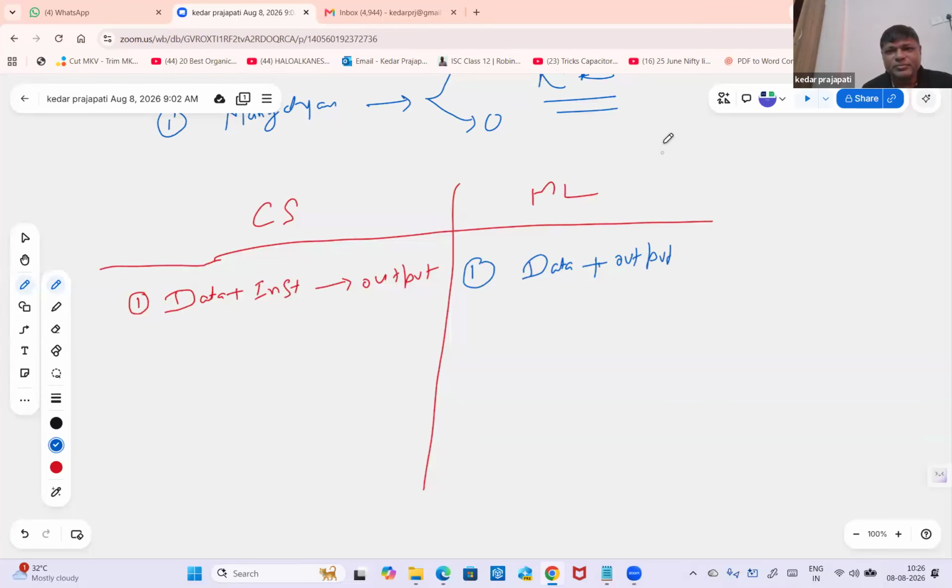We gave, right, in-house price, or maybe when a student was studying 2 hours, it will score 60%. If he is studying 3 hours, it will be 70%. So this is my data. Input is data, and I'm also giving output. So it will learn the pattern, right? So the biggest difference is this.